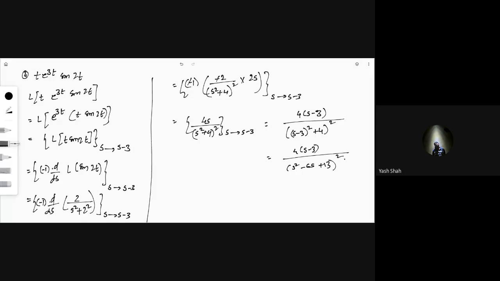Sir, what if we simplify it before replacing s? Before replacing s, you are taking square over here, s square plus 4. Yeah. Okay, no problem.